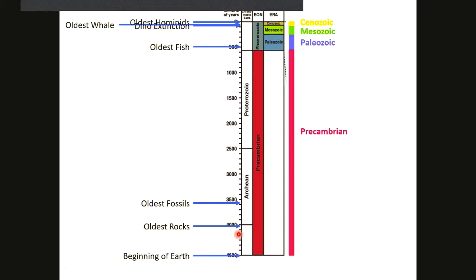The oldest rocks on the planet, 4 billion years old. Oldest fossils, right around 3.5 billion years old. And it goes all the way up here. We have the oldest fish, the Paleozoic. Then we have the dinosaurs go extinct in the Mesozoic, oldest whale, oldest hominids. Oldest hominids, right there, the top line. Basically, it doesn't even fit on here.